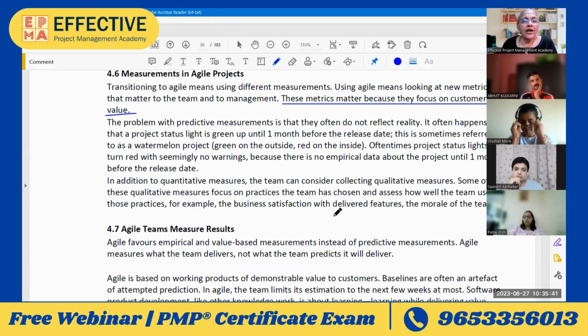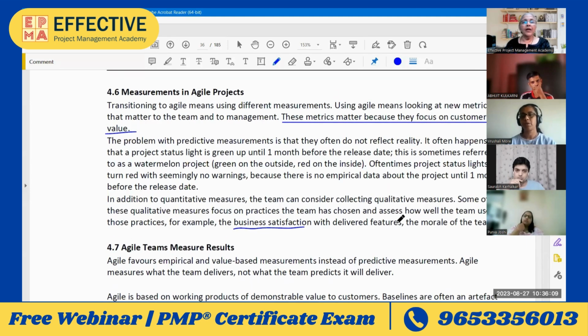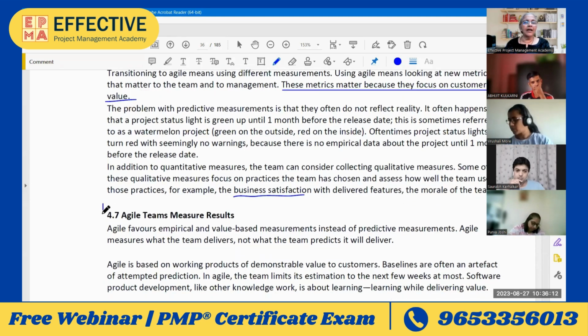We'll talk about this. In addition to quantitative measures, the team can consider collecting qualitative measures. Some of these qualitative measures focus on practices the team had chosen and assess how well the team uses those practices. For example, business satisfaction with delivered features, the morale of the team. Okay, what does this whole thing mean? Agile teams measure results. Agile teams do not measure unless it is completely delivered.